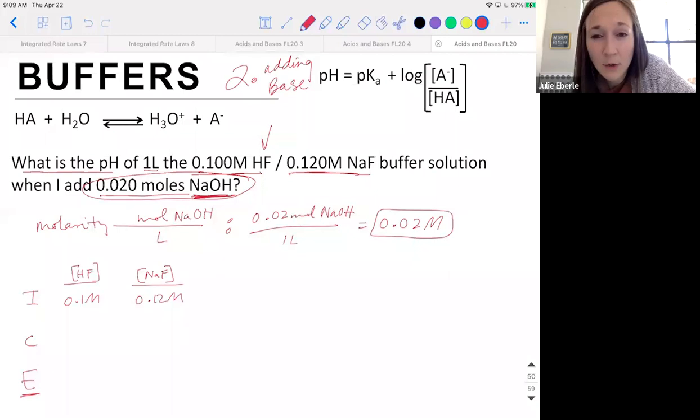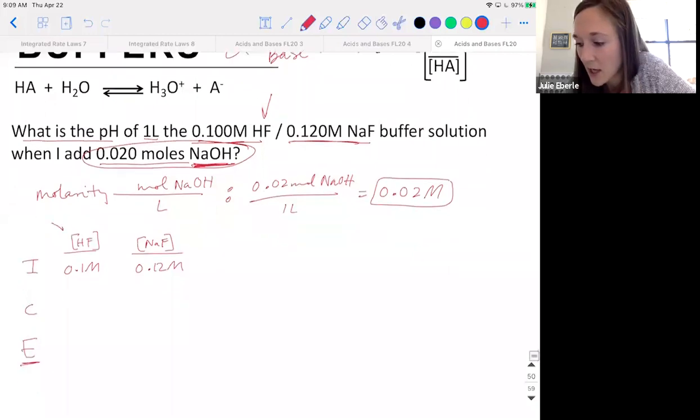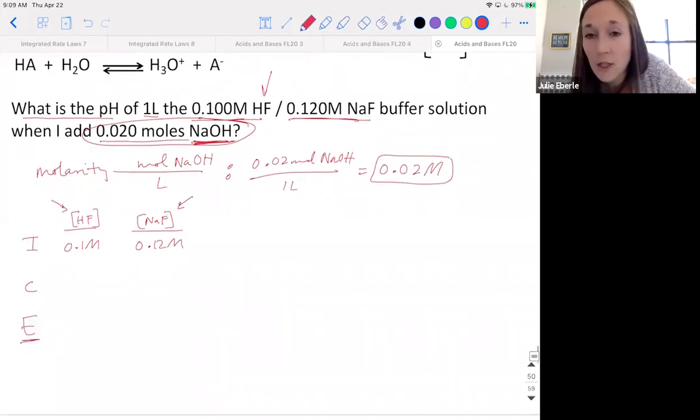So what's going to neutralize this base again? Is it HF or is it NaF? What do you guys think? Which one's going to be used up to neutralize this base? HF. Acids neutralize bases. So it's the weak acid here that's going to neutralize the base. The concentration of HF is going to be decreased by 0.02 molar. It's going to neutralize all that base, so it's going to go down by that amount.